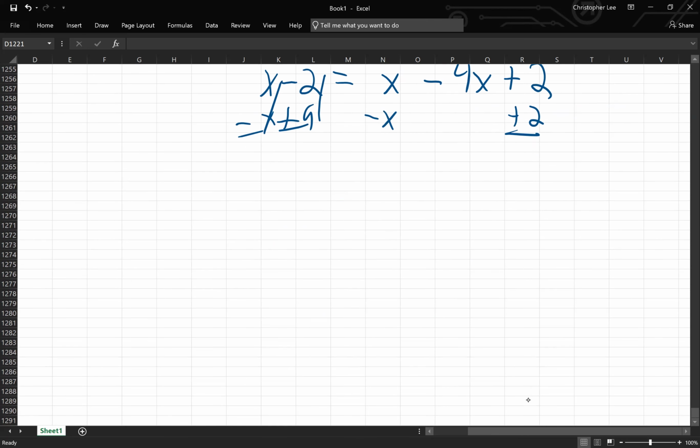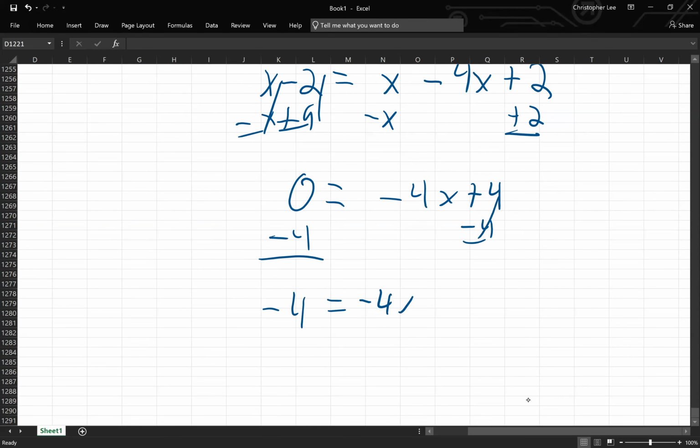Combine like terms. 0 is equal to negative 4x plus 4. Subtract 4. Negative 4 is equal to negative 4x divided by negative 4. Right? So x is equal to positive 1.